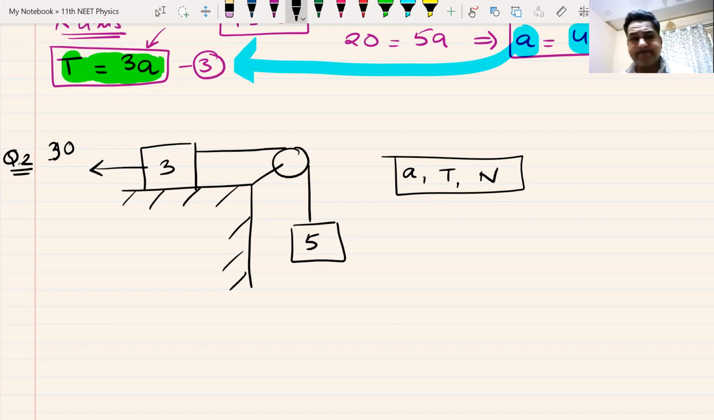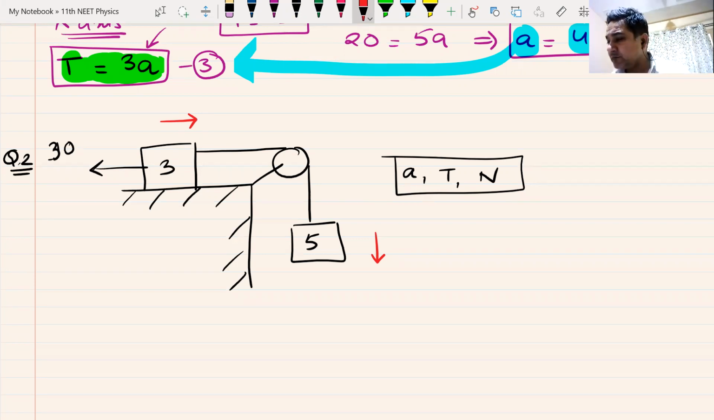Okay. What about the others? How do you do it? The first thing is to understand how this system moves. There are only two ways in which this system can move. The first way is this moves down and this moves here.